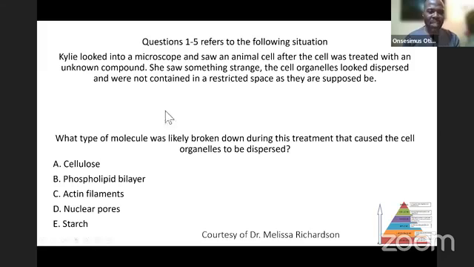So what is happening here? To save time, I use the same scenario to basically create 5 questions. That allows me to move further with the same case. So I say, what type of molecule was likely broken down? And the answer is the phospholipid bilayer.